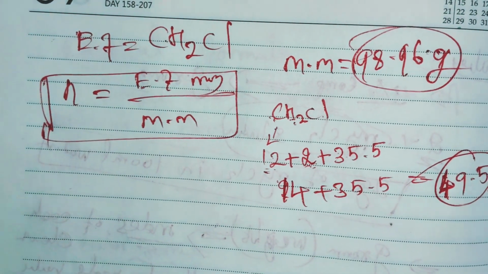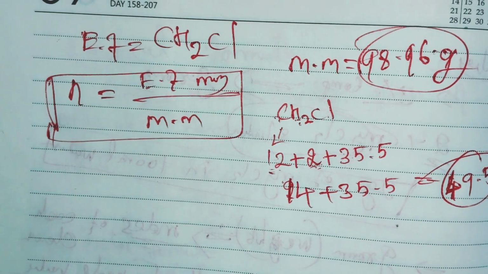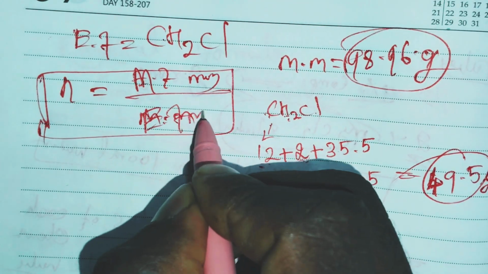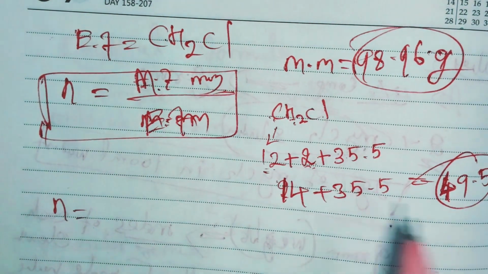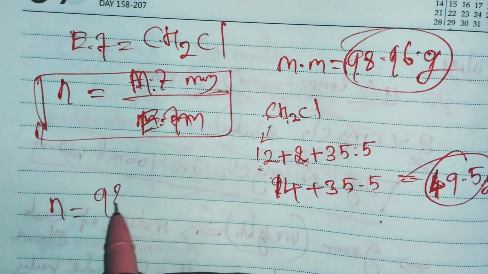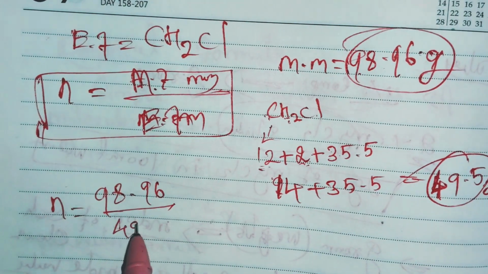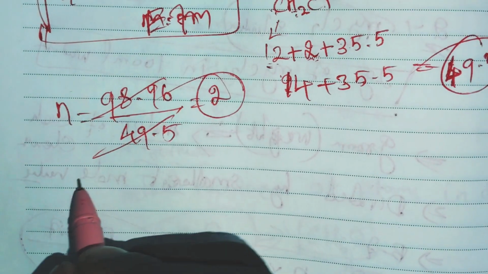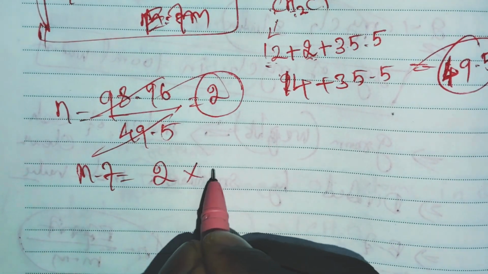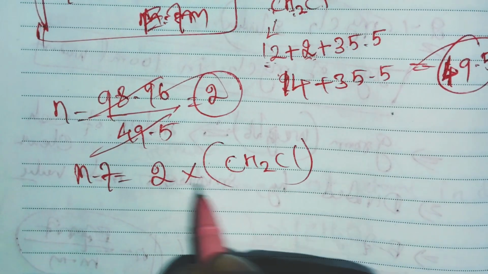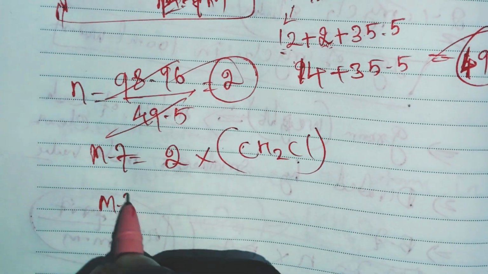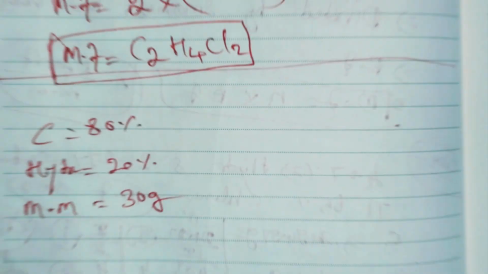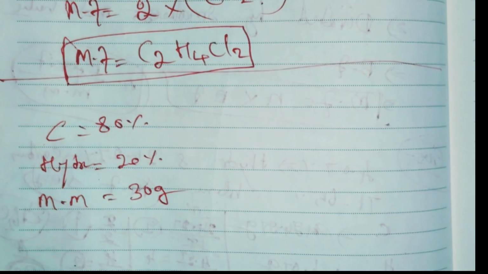So n is equal to the molecular formula mass divided by the empirical formula mass. The molecular formula mass is our molar mass, 98.96, divided by 49.5, which approximately cancels out to 2 times. So n is found, and the molecular formula is equal to 2 times the empirical formula CH2Cl. Multiplying, the molecular formula is C2H4Cl2. This is the answer.